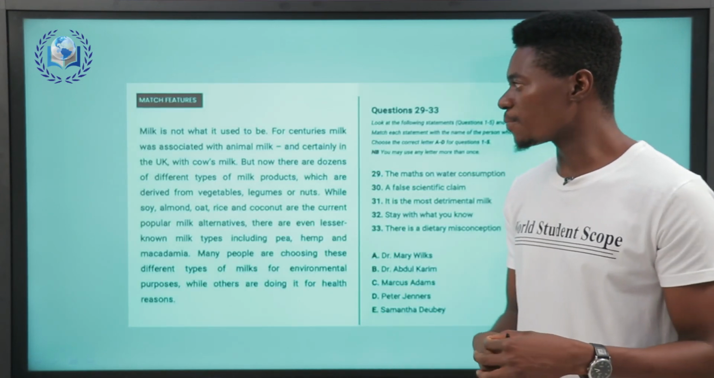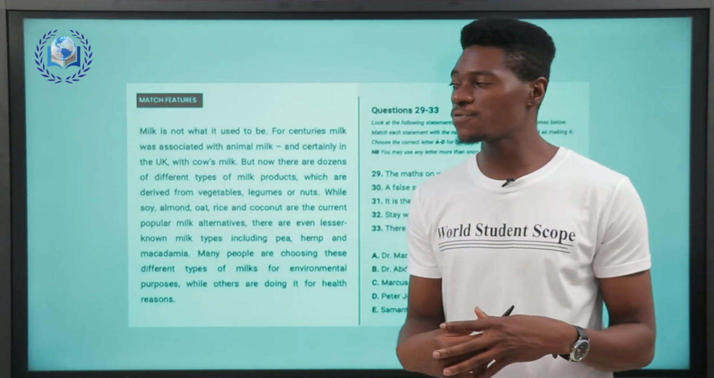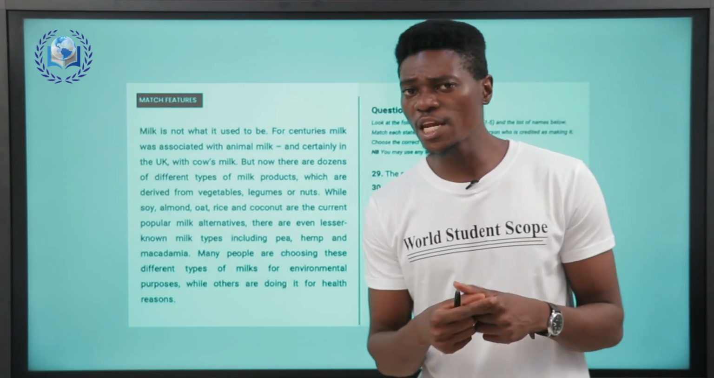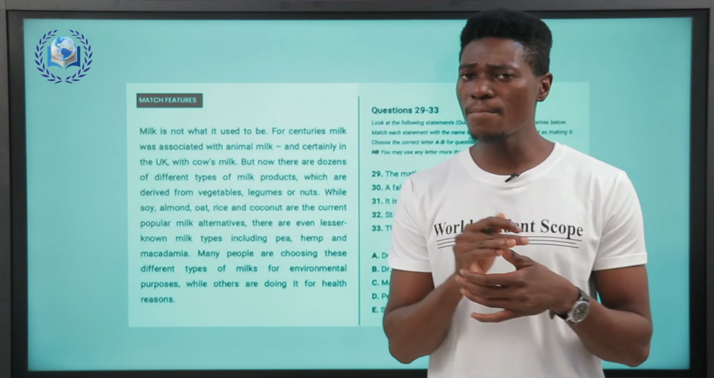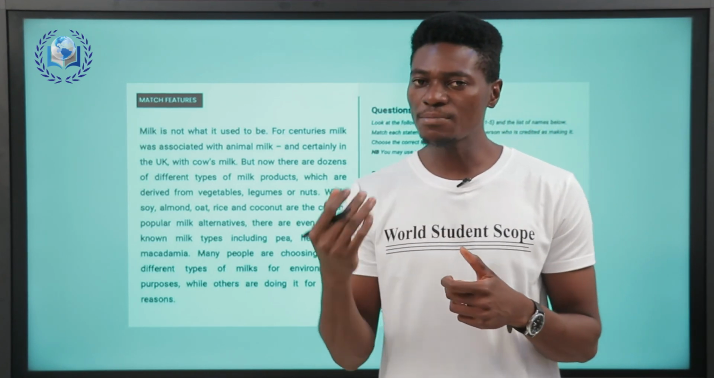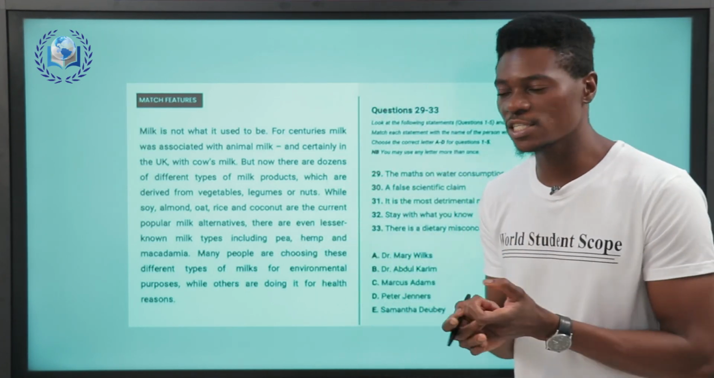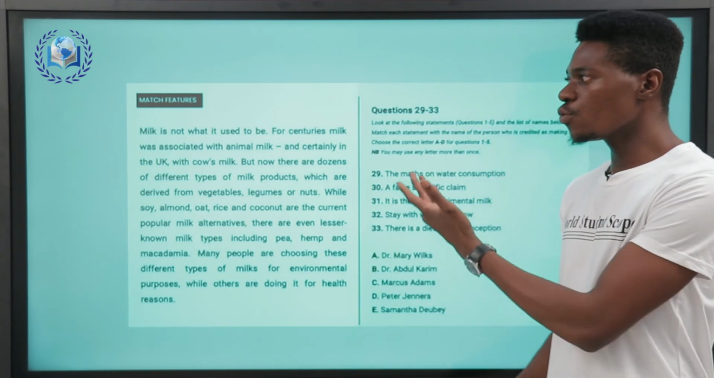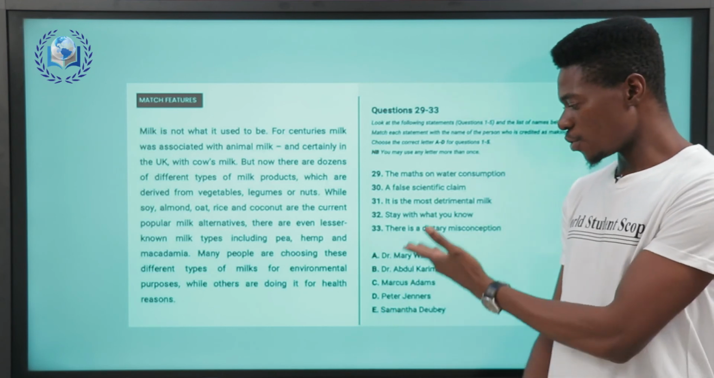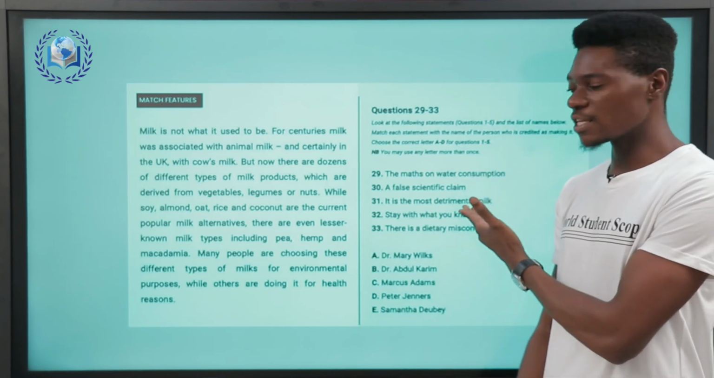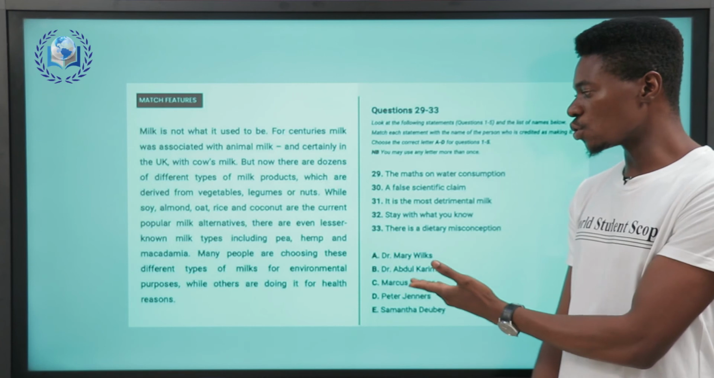We have another type of question which is called match features. Match features and match information are the same thing. They have the same meaning, but sometimes they do contradict. For example, here we have to match the features. But when you match the features, we have been given the names, and we have also been given the questions.